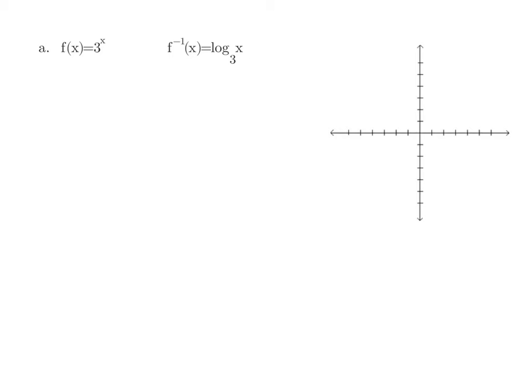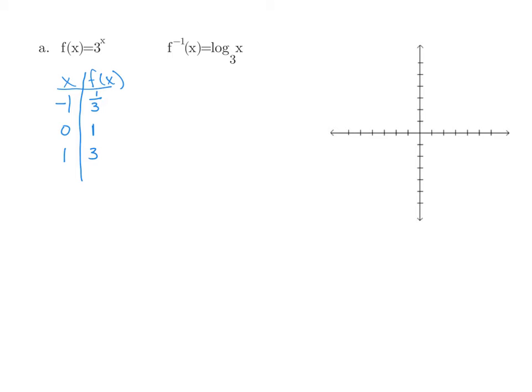So for example A, we have f of x equals 3 to the x. We also want to graph the logarithm along with it. So just like we did in the last section, I'm going to start by finding points on f of x. I'm going to use my standard numbers for x: -1, 0, 1. 3 to the -1: the reciprocal of 3 is 1/3. 3 to the 0: anything to the 0 is 1. And 3 to the 1 is 3.